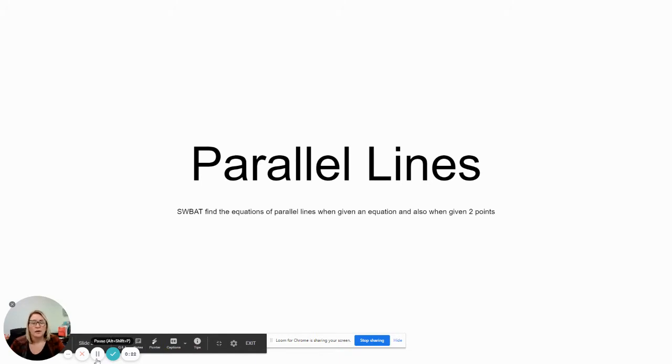All right, so we are going to continue on with equations of lines, and now we're going to start working with parallel lines. Today we're going to be finding equations of parallel lines when given an equation, but also when given 2 points.